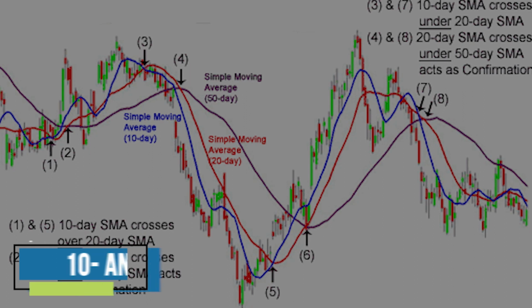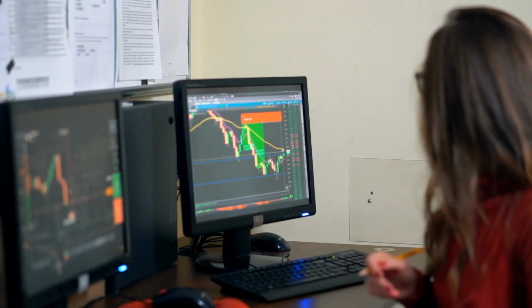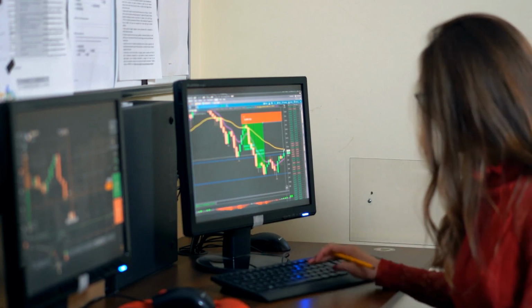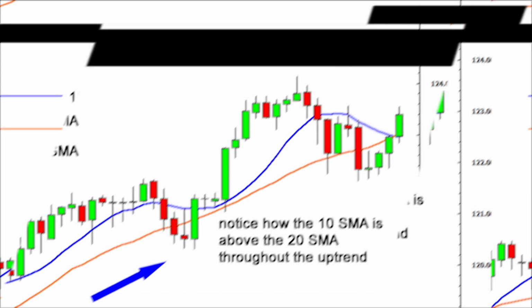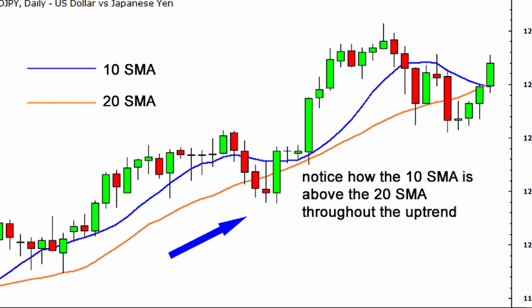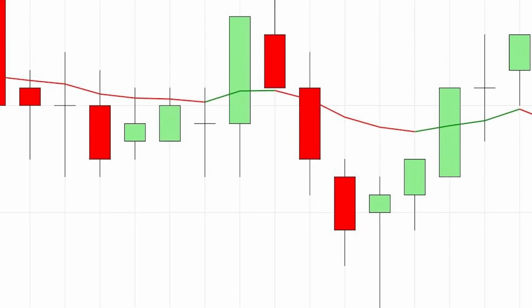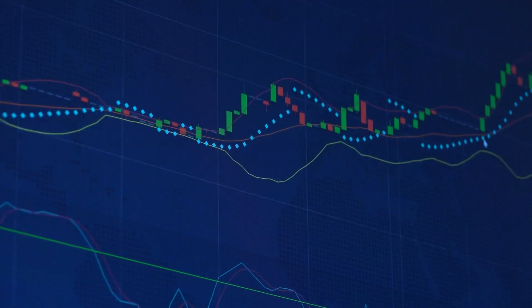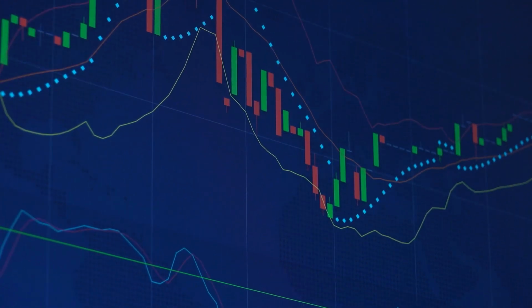10 and 20-day SMA. The use of simple moving averages, or SMAs, is another one of the most common swing trading approaches. SMAs smooth out price data by generating a moving average price that can be used throughout various periods. A 10-day SMA, for example, calculates a new average each day by adding the daily closing prices for the previous 10 days and dividing by 10.